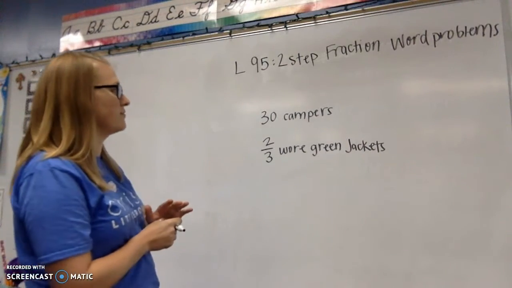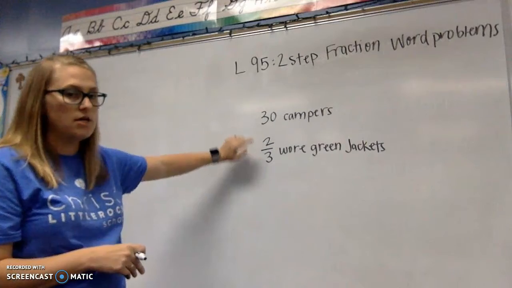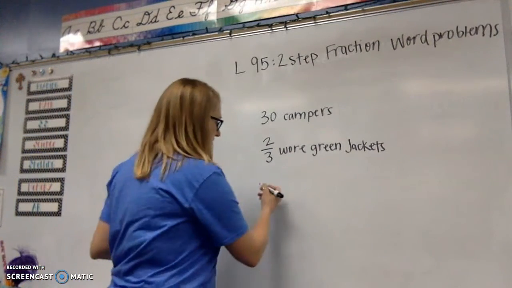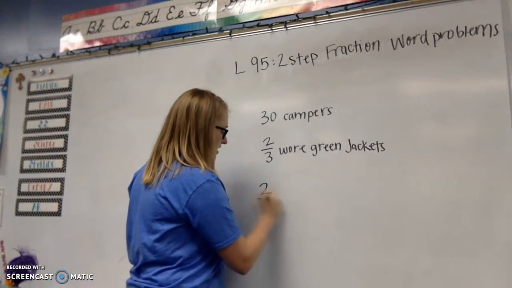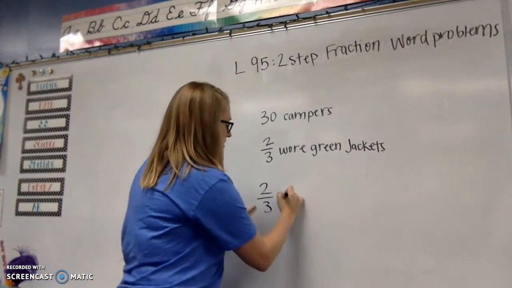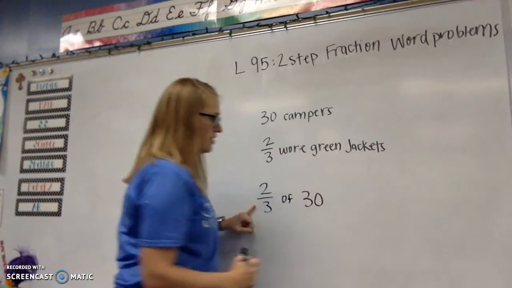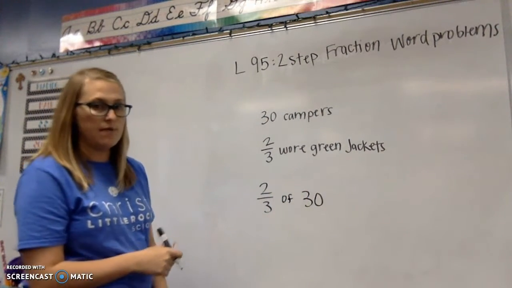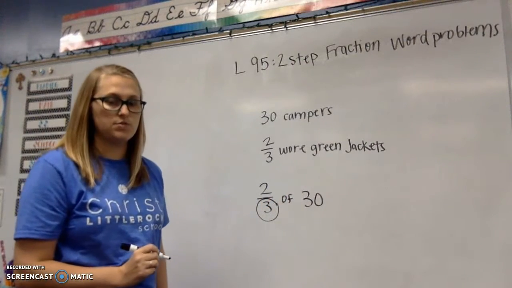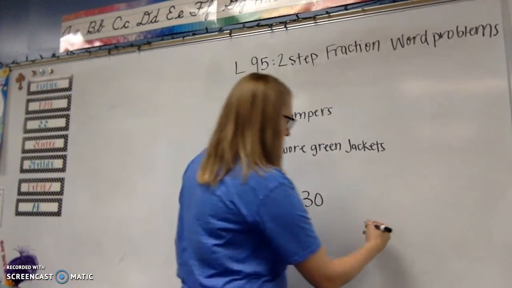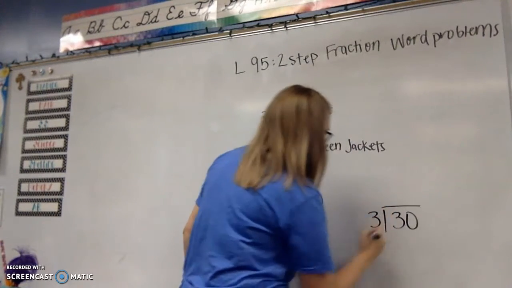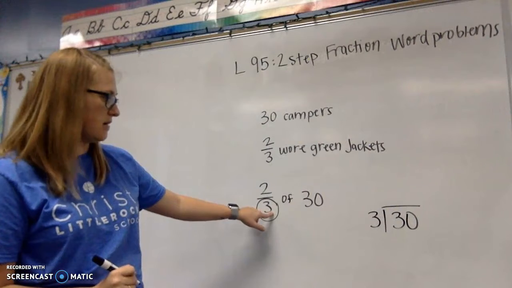So I wrote down my important information. I have 30 campers. 2/3 of them wore green jackets. Now I need to figure out how many. If this looks familiar, this is how we've been writing it all year since we've learned this. So we have 2/3 of 30. I'm going to take my denominator, and that's what's going to be my divisor, okay? So we have 30 divided by 3, because that's my denominator.